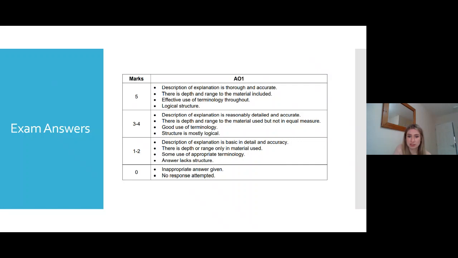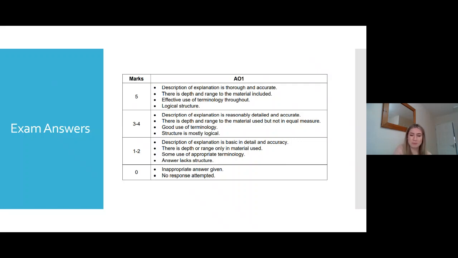Good use of terminology, structure is mostly logical. And then we've got 1 to 2 marks, which I know nobody will be aiming for, but it says description or explanation is basic in detail and accuracy. There's depth or range, and there's some use of appropriate terminology. And then the answer lacks structure.